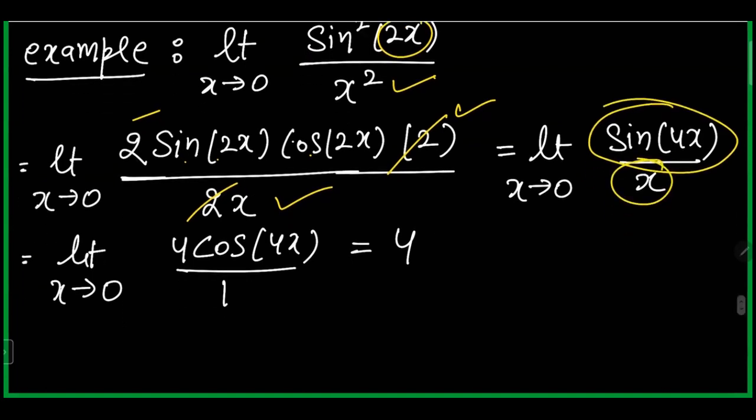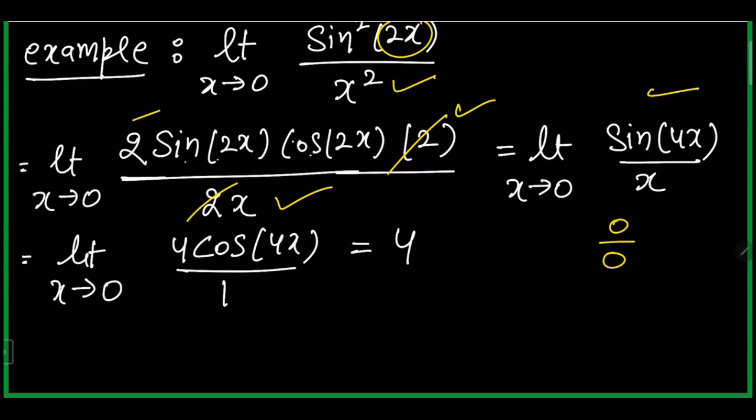Now carefully see that again we are getting 0 by 0. So what we do, we repeat the rule. So again differentiate sine 4x. So you get 4 times cos 4x. And if you differentiate x also, you get 1. Now put the value 0, then you will get the answer as 4. So this is your final answer. 4 is your final answer.